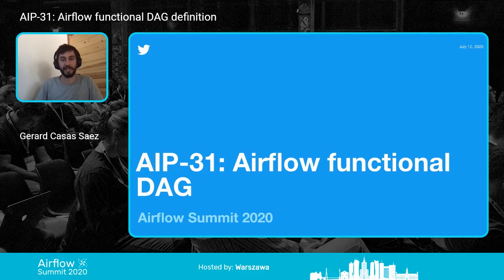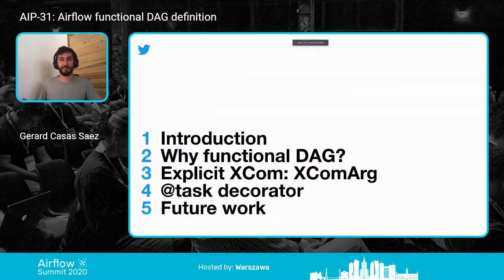But I'm here to present AIP-31, which is Airflow Improvement Proposal 31, which talks about Airflow Functional DAG. This is a new feature coming in Airflow 2.0. We talked about this in the Airflow 2.0 talk, where Tomic introduced it.